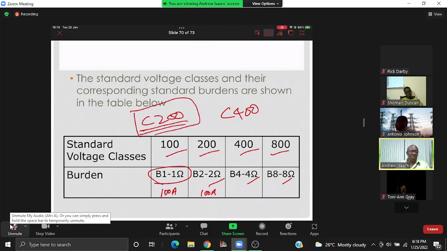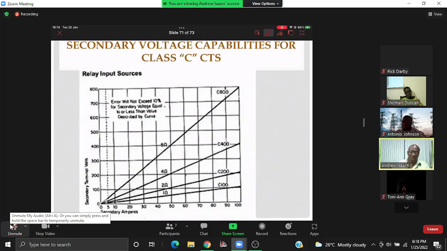Those are the four. Alright? And in terms of the curves, for the 1 ohm, the 2, and remember I just spoke about the designation, you have the C8, C4, C2, and C1.